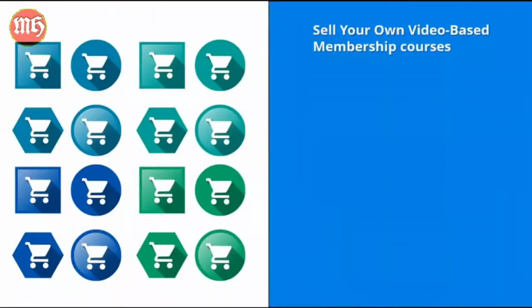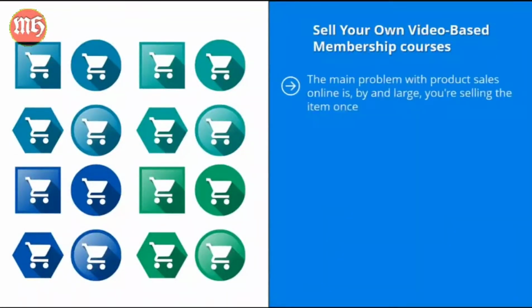Sell your own video-based membership courses. The main problem with product sales online is, by and large, you're selling the item once. Somebody clicks the buy button, they pay, they get access to the download link, and that's the end of the story. They already have the product. They can enjoy it, they can throw it away, they can do whatever they want with it. But the transaction only took place once.